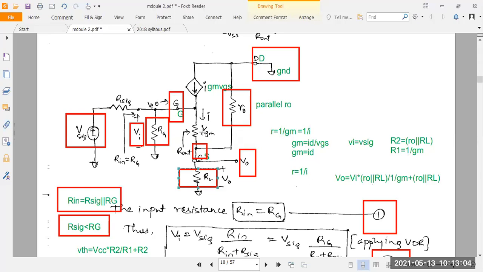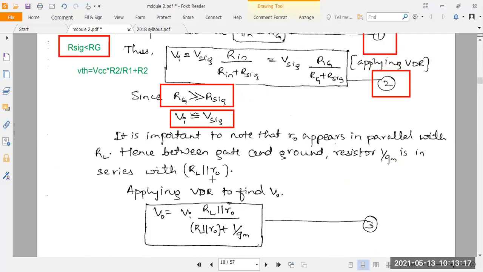Don't consider 1 by gm, 1 by gm and then the input resistance in between the gate and source. Okay, it's an input resistance. So you take now R0 and RL. These are a parallel connection from the source terminal here. So for that you write now RL should be parallel with R0. These are output resistances. Okay, so RL should be parallel with R0.